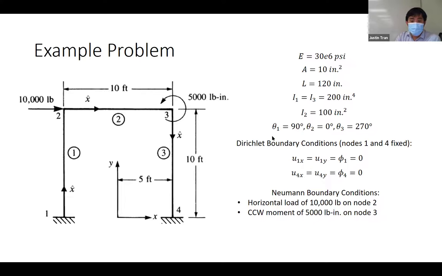We have their orientation angles here. The orientation angle for element 1 is 90 degrees. For element 2, it's 0. And for element 3, it's 270. We have fixed supports on nodes 1 and 4, okay, so that's going to knock out all of the degrees of freedom on nodes 1 and 4. We have our forces being applied on node 2, a horizontal force there, and we have a moment being applied on node 3.